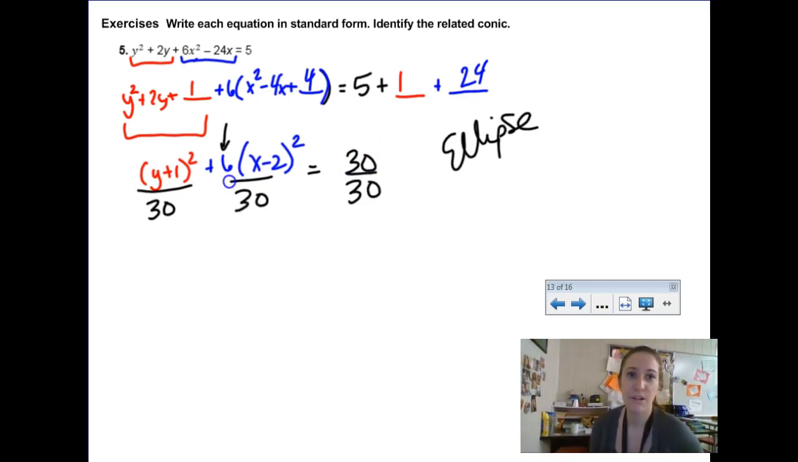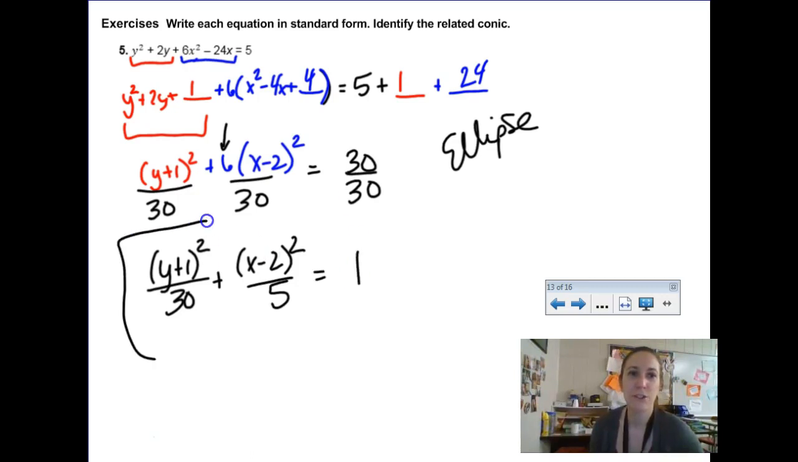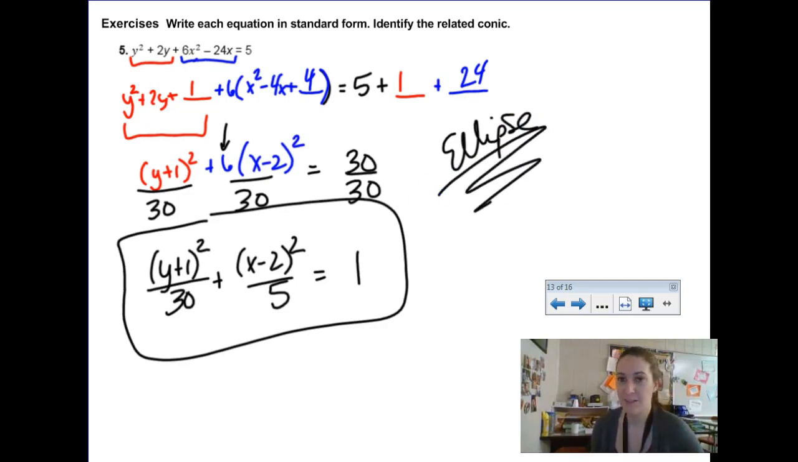And thank goodness they don't want me to find anything because that would require me to use really funky fractions and radicals. Just making sure. Yeah, they just want, okay, we're good. Y plus 1 squared over 30. 6 over 30 reduces to a 5, so plus x minus 2 squared over 5, and then 30 over 30 is a 1. So for sure we have an ellipse. This happens to be a vertical ellipse. I don't care though, because they don't say to find anything, so we're going to move along.